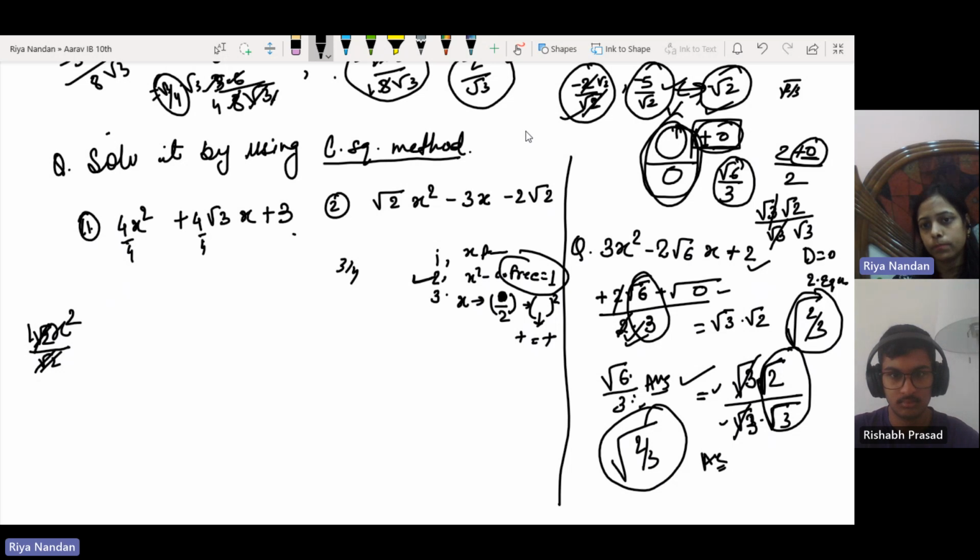Suppose this would be like 5x square, and you have to cancel this 5. It will be cancelled out when we divide by 5, right? Then only we can divide. 5 ones are 5, correct? So in all questions of this type, whenever you follow this second step, you have to divide with the same number, then only it will be cancelled out.